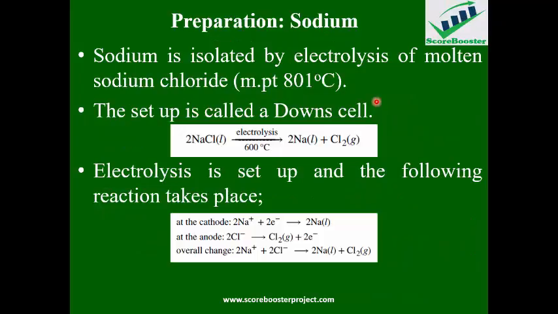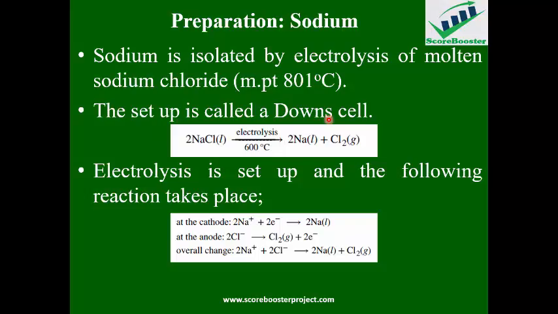So now let's go to the preparation of sodium. Because sodium is a very, very reactive element, the only way to prepare it is electrolysis of molten sodium chloride, molten sodium chloride. So when you set up your electrolytic cell, in this case it is the Downs cell, Downs without apostrophe. So we set up the electrolysis like that. The electrolyte now is the molten sodium chloride.